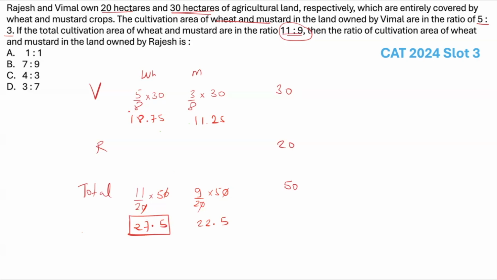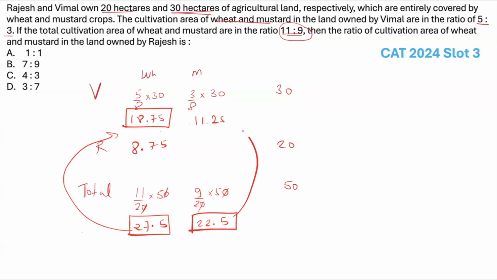Now, the total cultivation of wheat is 27.5. Out of this, the cultivation by Vimal is 18.75. So what's the cultivation by Rajesh? 27.5 minus 18.75, and that becomes 8.75. And the remaining cultivation will be from mustard. So the total mustard cultivation is 22.5. Out of that, Vimal has 11.25. So you subtract the two, or you can subtract 8.75 also from 20. You'll get the same value, 11.25. 11.25 is the cultivation of mustard by Rajesh.